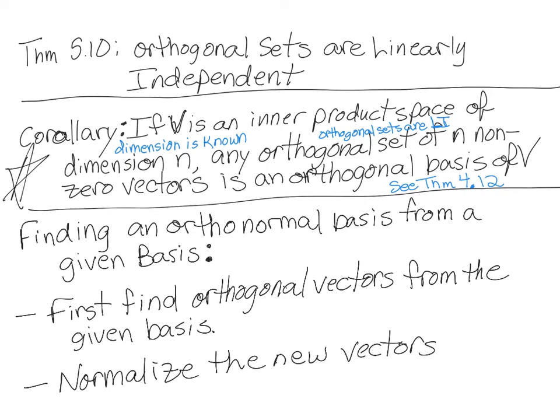Okay, finding an orthonormal basis from a given basis, first you have to find new vectors from the beginning basis that are all orthogonal to each other. Once you get those vectors, you're going to normalize them, and we have a process for doing that, which comes next.